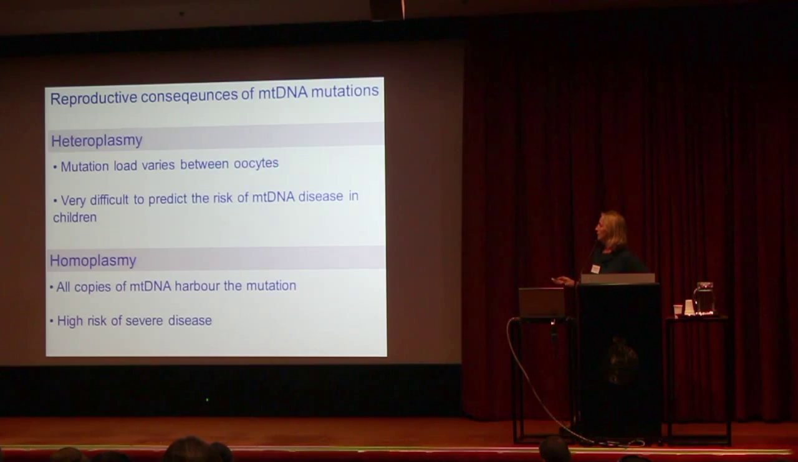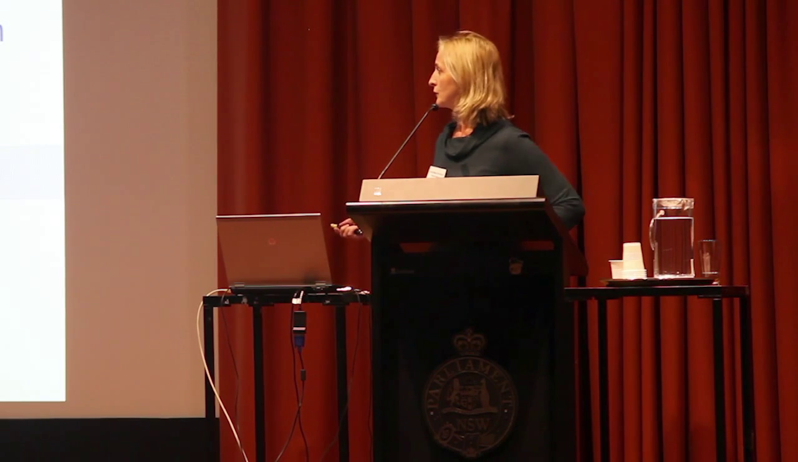So the reproductive consequences are, in heteroplasmy, the mutation load can vary between oocytes. That makes it very, very difficult to predict the risk of mitochondrial disease in children born to that woman. In homoplasmy, if there's a woman who's homoplasmic for a mutation, all of her eggs will be affected. However, even within the homoplasmic group, the severity of symptoms can vary between individuals. So it makes women who carry mutations face very, very difficult reproductive choices, especially in this group where there's great uncertainty about whether a child would be affected or not.